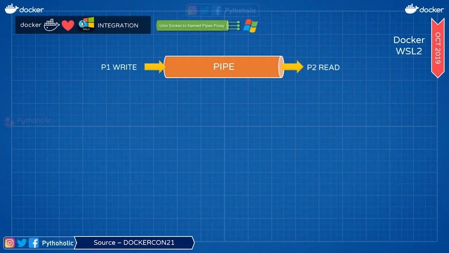Pipes in Windows are used for inter-process communication, or IPC, where a section of memory is used by processes for the sake of communication. The process that creates the pipe is called the pipe server, and the one that connects to it is the pipe client. One process writes to the pipe and the other one reads from it. And there are two types of pipes: one is anonymous and the other one is named pipes.